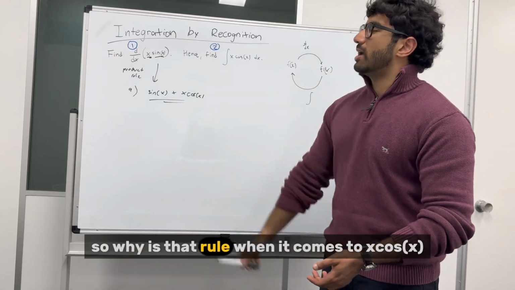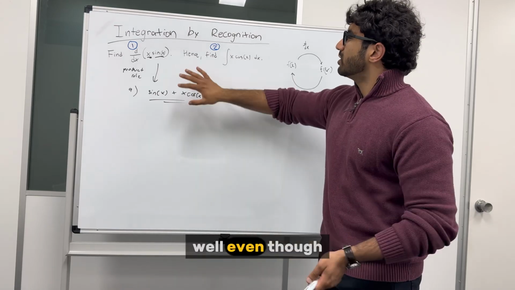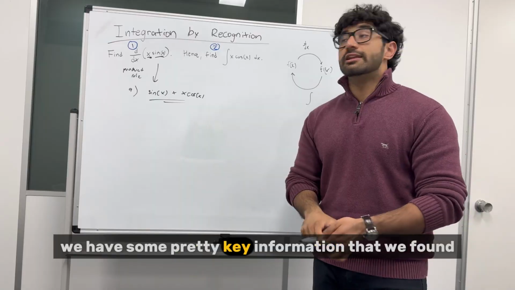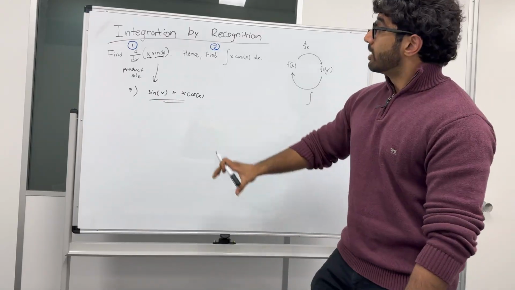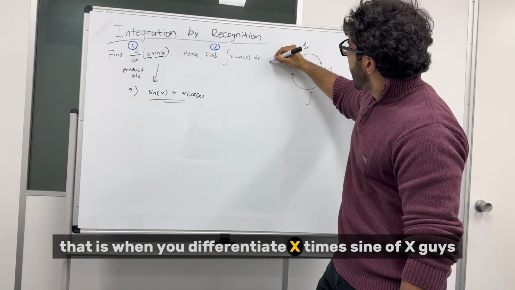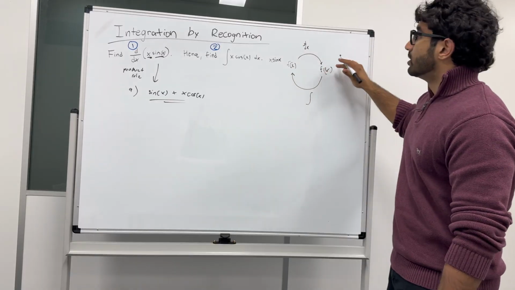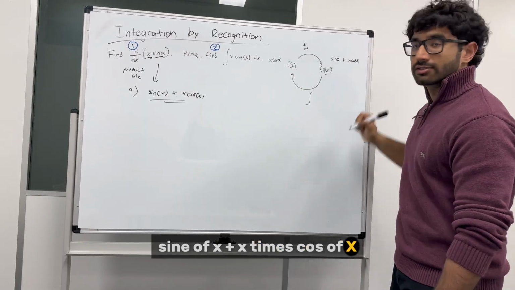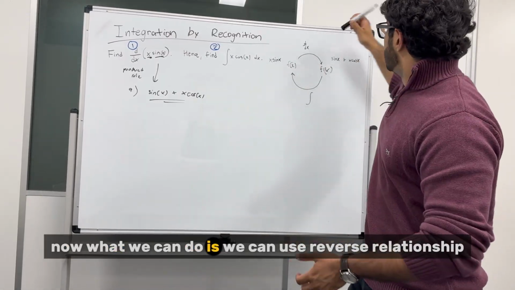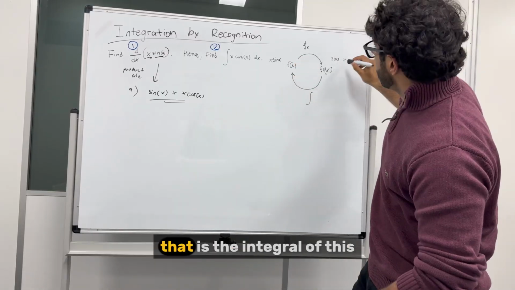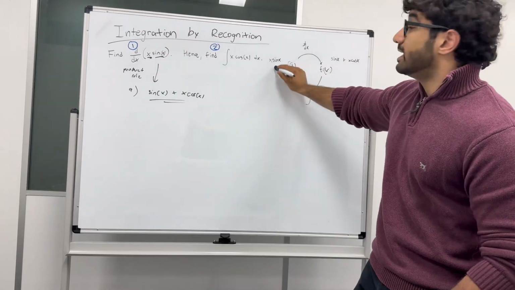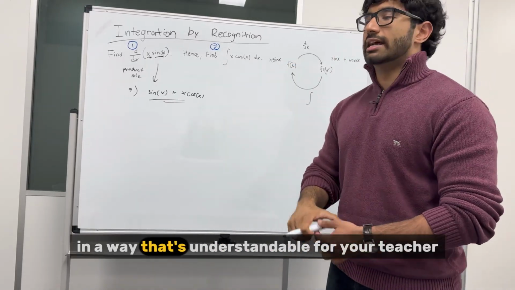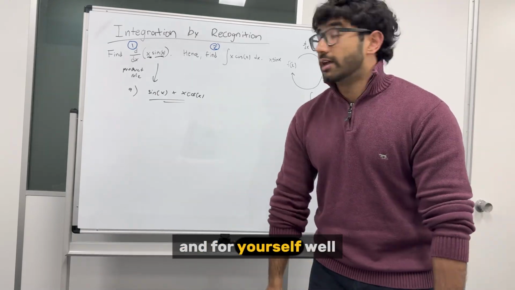So why is that relevant when it comes to x times cos of x? Well, even though you wouldn't know how to find this antiderivative on its lonesome, we have some pretty key information that we found using part A. That is, when you differentiate x times sine of x, guys, you're going to end up with sine of x plus x times cos of x. Now, what we can do is we can use the reverse relationship. That is, the integral of this is equal to x times sine of x to get our answer. So how do you set this out in a way that's understandable for your teacher and for yourself?